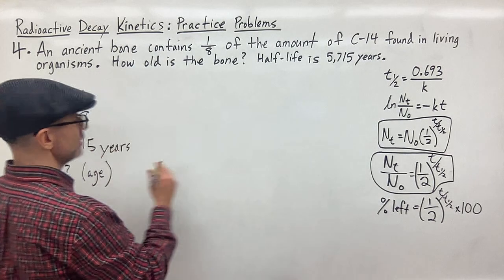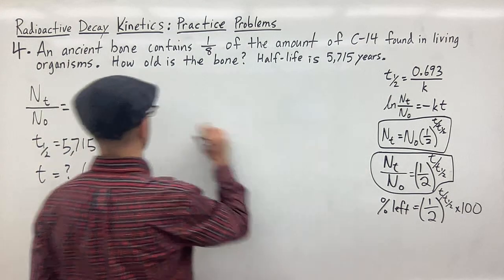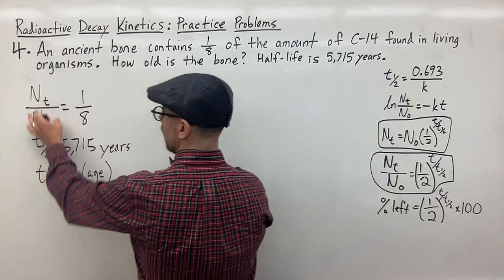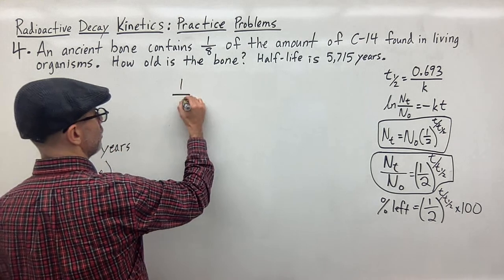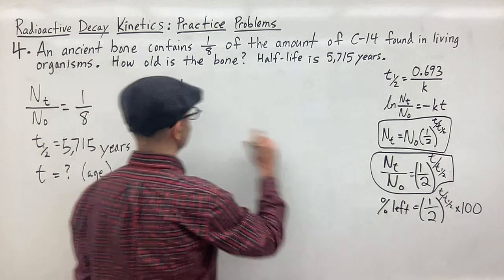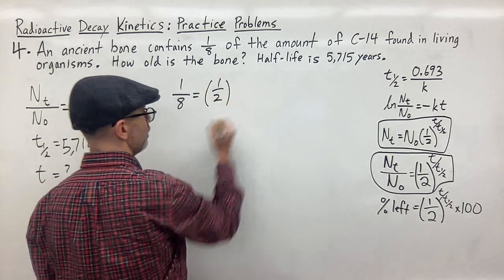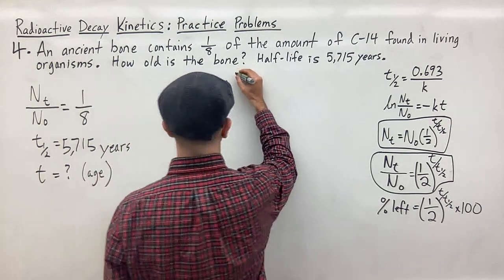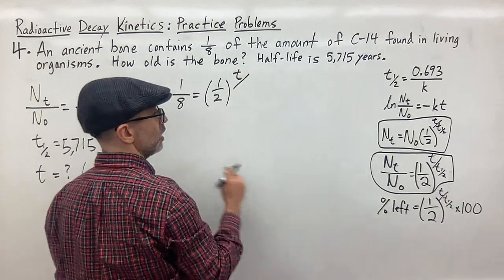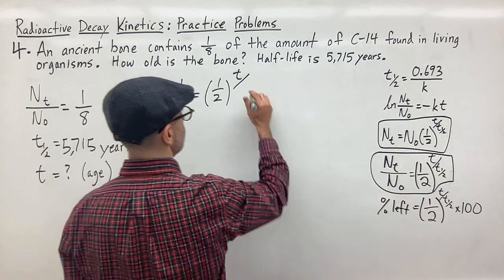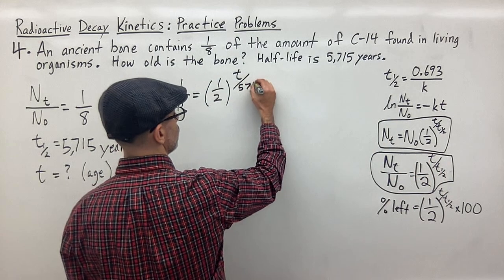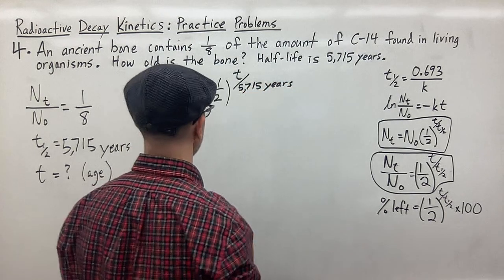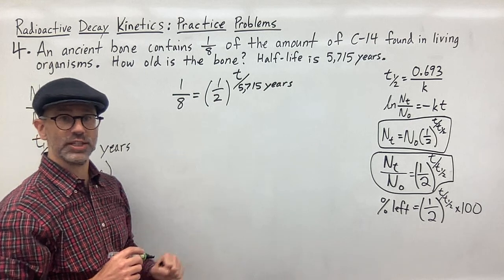Now all we do is take this information and add it to this equation. We're going to have N t over N naught is 1/8, and that's equal to 1/2 to the power of t, which is what we're looking for, t over the half-life, and the half-life is 5,715 years. Now all I need to do is solve this for t.